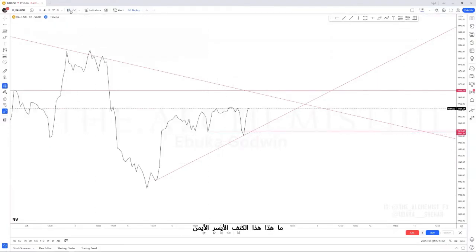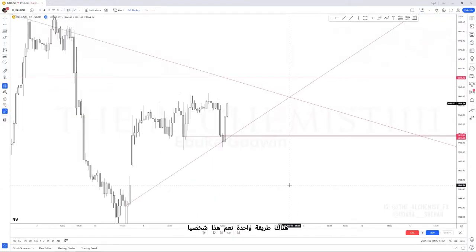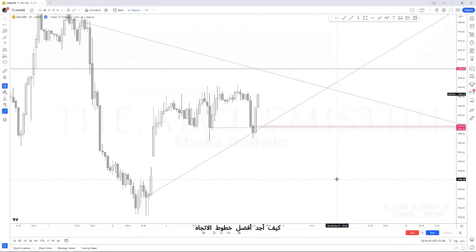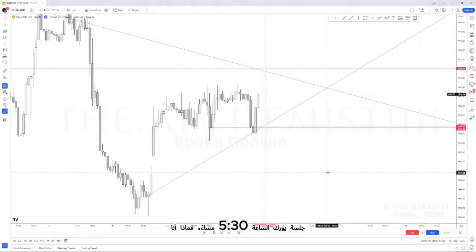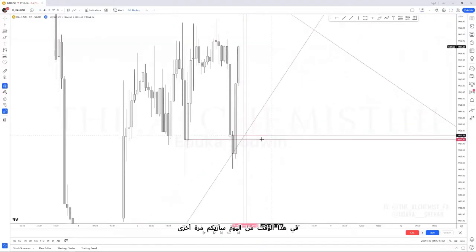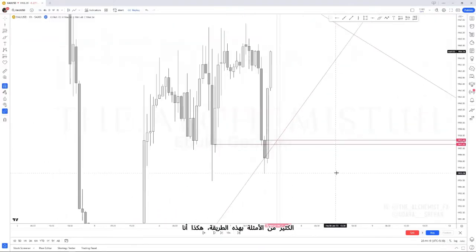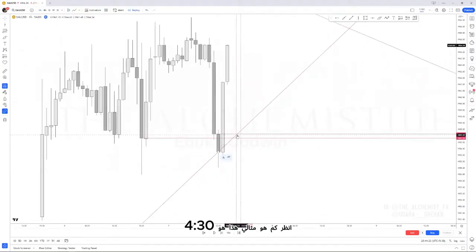This is the left shoulder, right? This is also the left shoulder. And now there's one way, personally, how I find the best trend lines. That is by determining the timing. For me, New York kill zone is at 4:30 p.m. and New York session is at 5:30 p.m. So what I want to do is see a trend line overlapping with these key levels at this time of the day. I'll show you a lot of examples this way. This is how I find the best trend lines. Can you see how perfect this is?